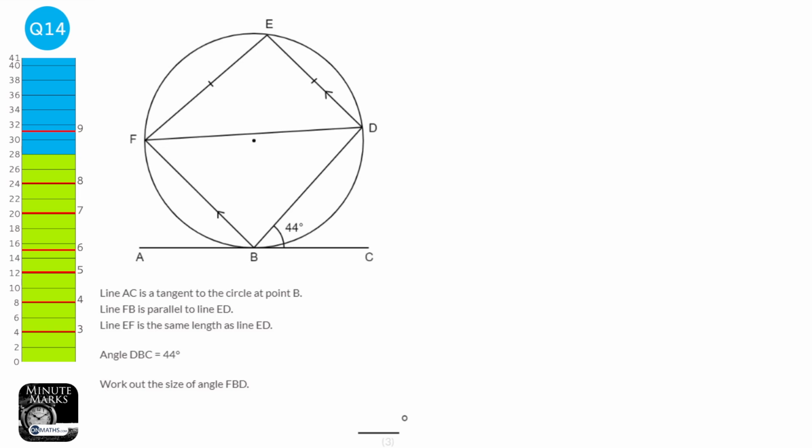So the first thing I notice with this question is that we have a lovely triangle coming off a tangent, and whenever we have that, the angle on the outside here is equal to the angle on the opposite side of the triangle. So this is going to be 44 here. I'm just going to remove all of that. And so this is going to be 44 degrees here.